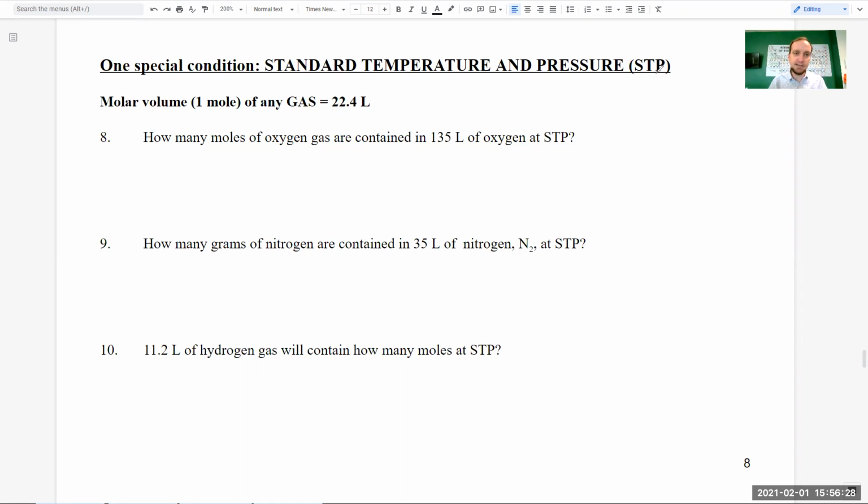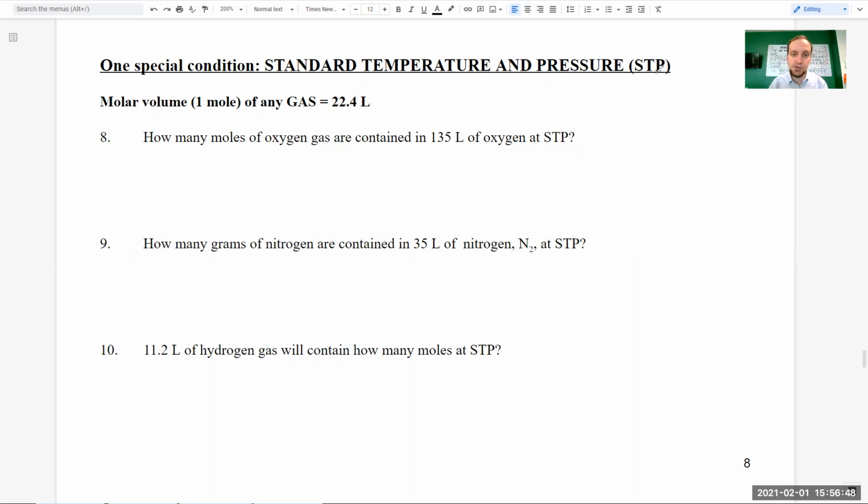Now, if that is the case, then again, it doesn't matter the gas that we're talking about. 1 mole of a gas, or to say that another way, 6.022 times 10 to the 23rd molecules of any gas is going to take up an exact volume of 22.4 liters.